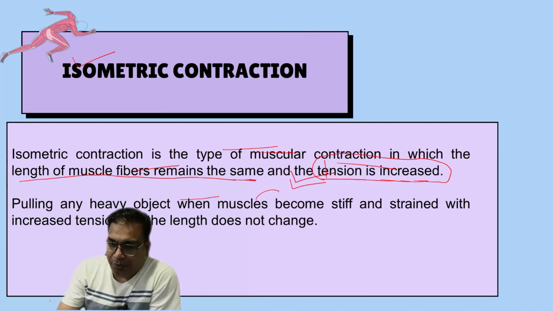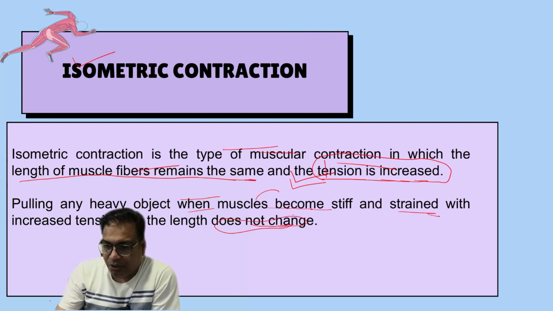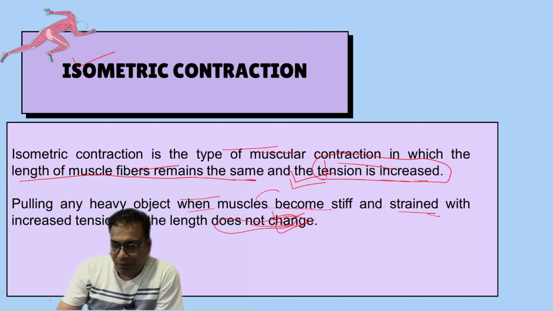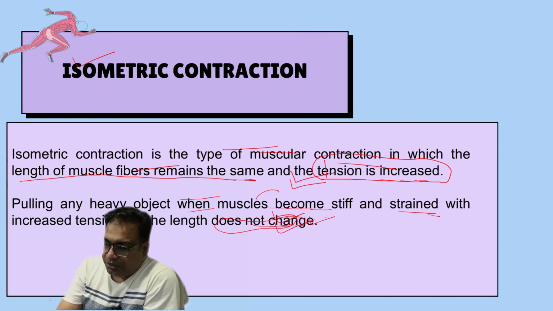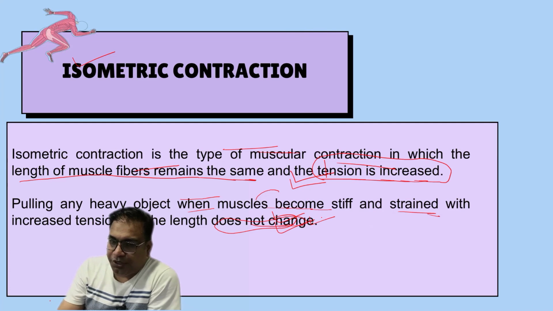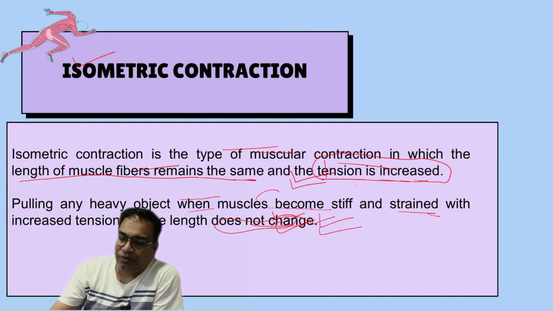Like if we are pulling any heavy object, the muscle becomes stiff and is strained with increased tension, but the length does not change. Such an example is of isometric contraction, where the length of the muscle is not changing, but tension is increasing continuously or variable.